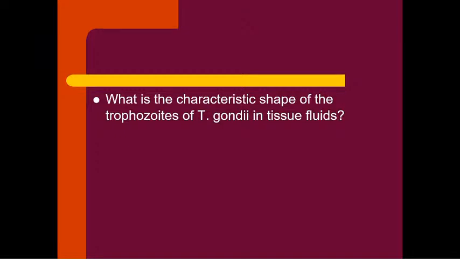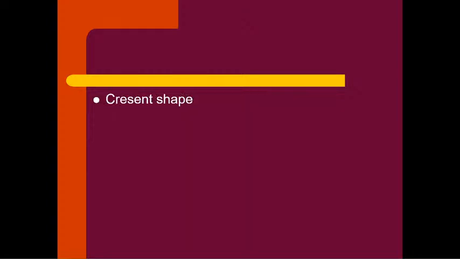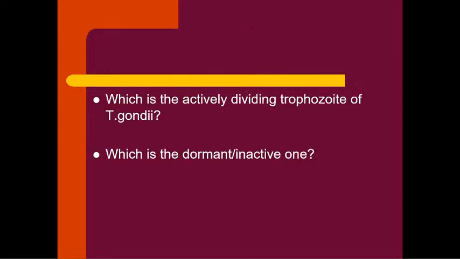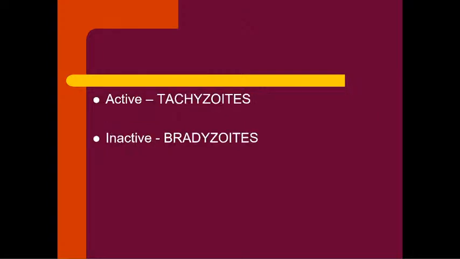Now, what is the characteristic shape of the trophozoite of T. gondii in tissue fluids? It is crescent shape. The actively dividing trophozoite of Toxoplasma gondii is known as a tachyzoite. There are two types of trophozoites, by the way. The tachyzoite is the active one, and the inactive one is the bradyzoites. So, we have many zoites to remember now.